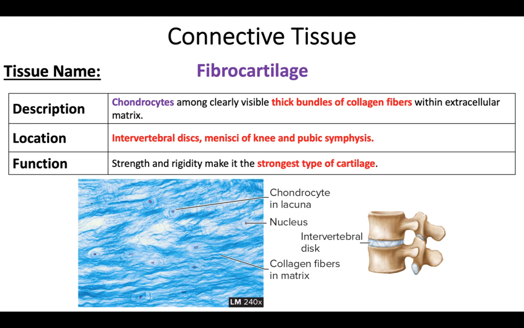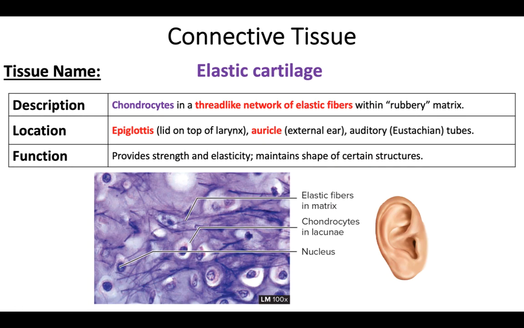So strongest type of cartilage. Again, if you want to look for these fibers in here, these thick collagen fibers, but also see these chondrocytes sitting in these little containers. That's going to give you a hint that it's cartilage. Okay, the third cartilage is elastic cartilage.